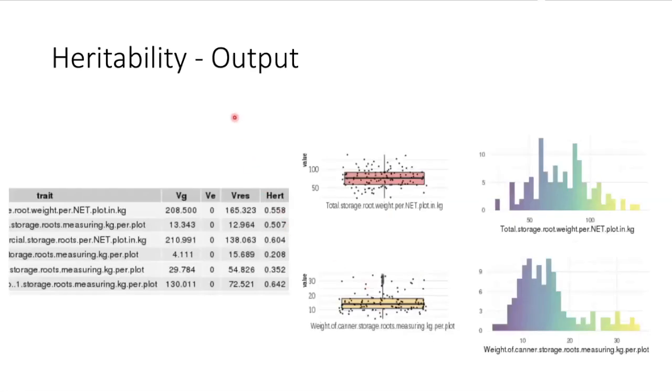This is an example of the output. The output of heritability will be a list of traits that you have selected in your data set, all variance values, and the heritability value for each trait. And it also generates a box plot and histogram for each trait in your data set.